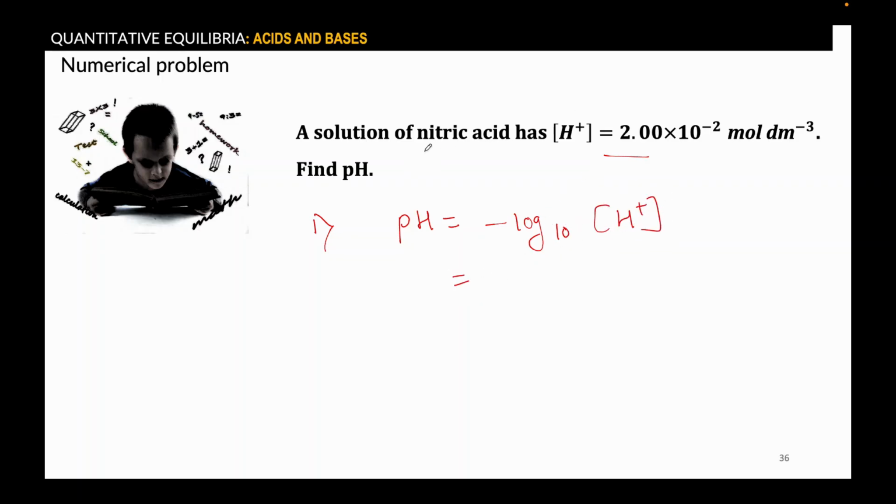So here it is nitric acid. Nitric acid means HNO3, and again nitric acid is a strong acid. In this problem, students, the H plus concentration is directly given, so there is no confusion. Put the negative log directly in the calculator. 2 into 10 to the power minus 2 mole per cubic decimeter is the concentration of H plus. So you will get an answer of approximately 1.7. So students, you can see that when the concentration of hydrogen ion is increasing, the pH is decreasing.